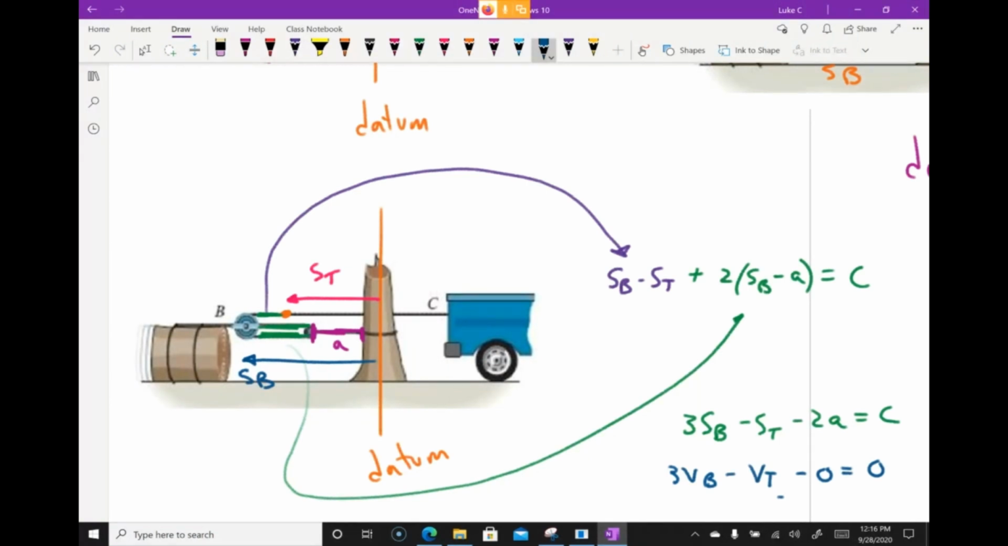So we end up getting 3vb equals basically vt. Okay. Are there questions on this? Does that make sense?